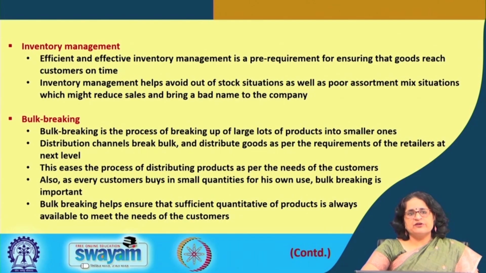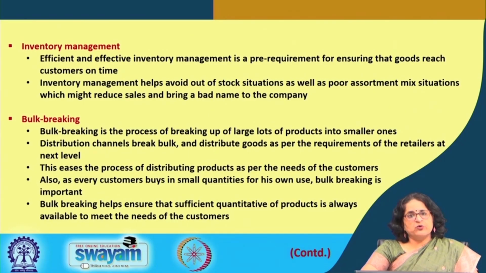Third is in terms of inventory management. Effective and efficient inventory management is a pre-requirement for ensuring that goods reach the customers on time. In fact, the right quantity at the right time is something which we have been talking of. So inventory management helps avoid out of stock situations as well as poor assortment mix situations which might reduce the sales for the company and bring a bad name to the organization.